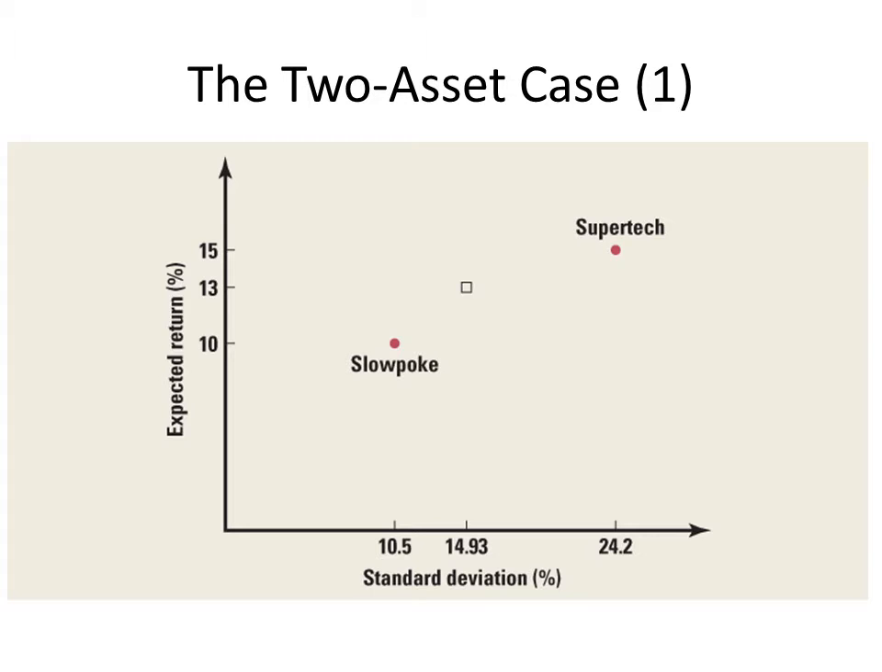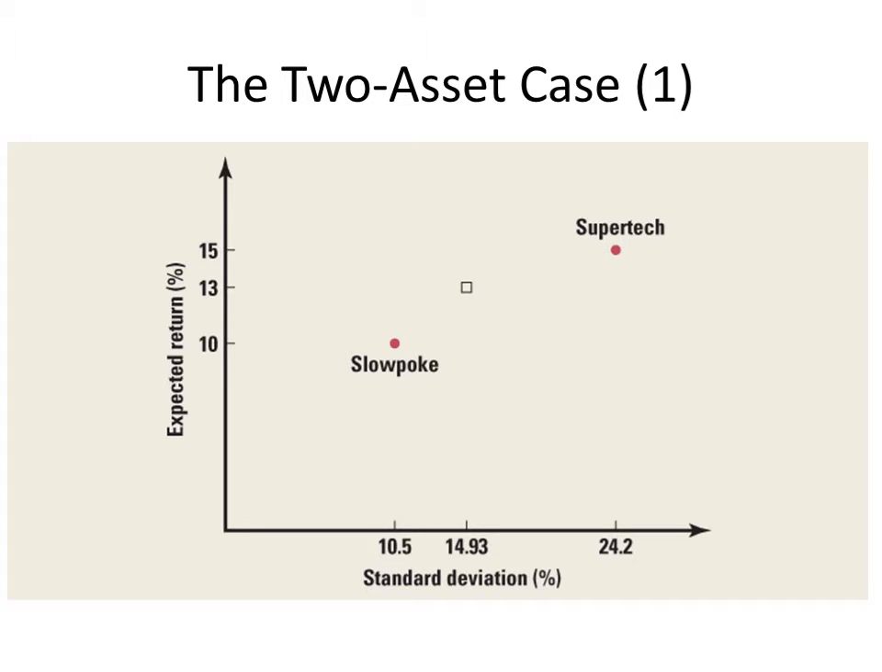In this graph, we show the risk and return for both SuperTech and Slowpoke. Recall from earlier that Slowpoke has an expected return of 10% with a standard deviation of return of around 10.5%, and SuperTech has an expected return of 15% and a standard deviation of returns of around 24.2%. Therefore, we can plot any asset on these axes with regard to its risk and return.